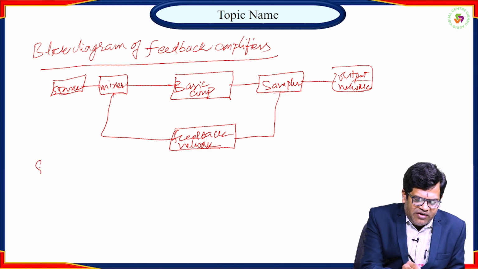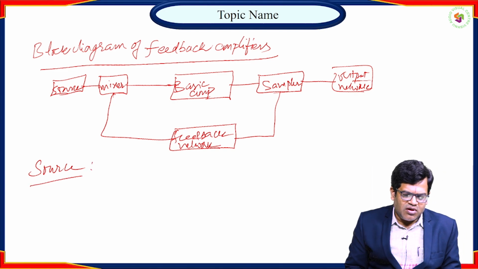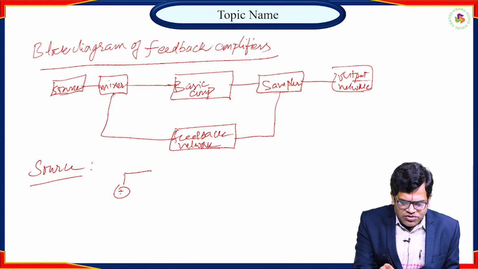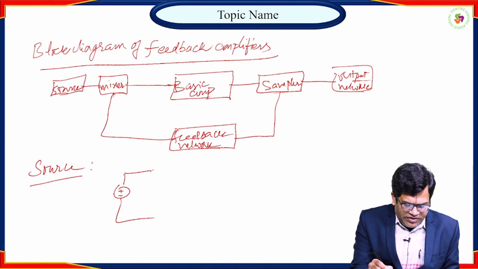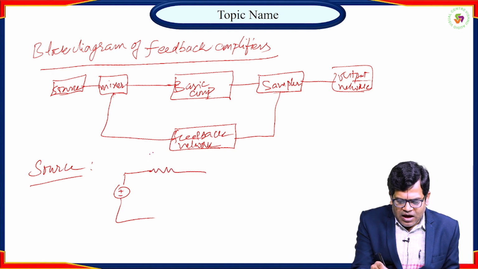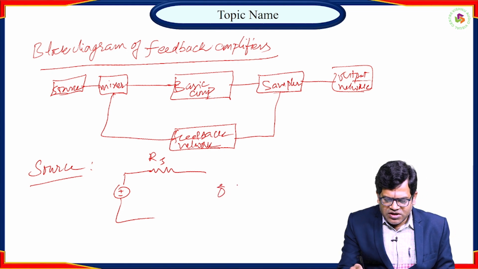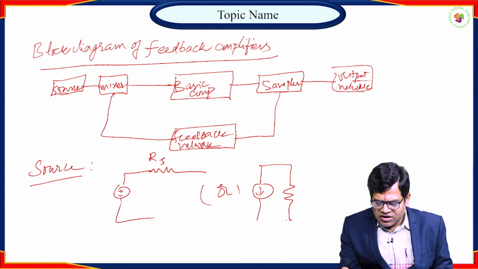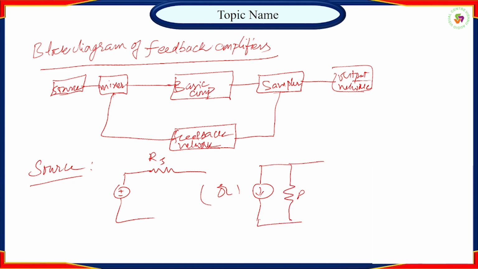So now let us see one by one. The first one is the source. Sources can be of two categories. One is a voltage source with a series resistance Rs, or the source can be a current source with a shunt resistance. So this is Vs, the voltage source, and this is Is, the current source. So two kinds of sources can be provided at the input. One can be the voltage source, the other would be the current source.